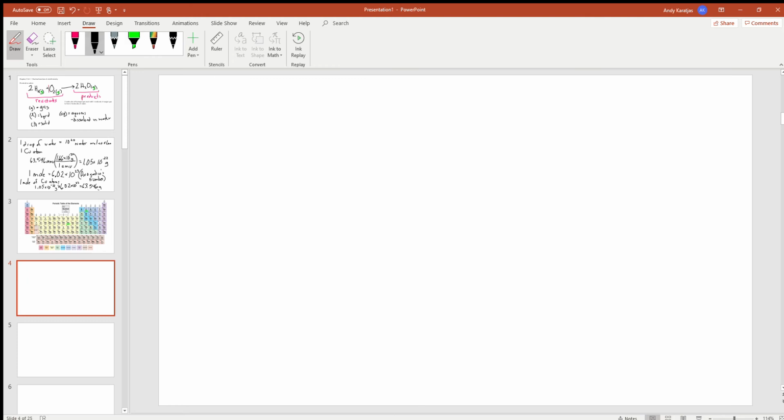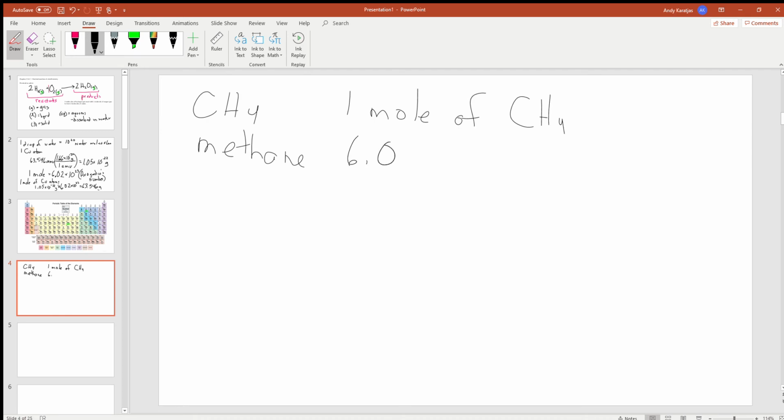So let's look at a fairly simple compound to start. Let's look at methane, CH4. So methane, if you're not familiar with it, is what we call natural gas, which is what is used to heat many homes. It has the chemical formula CH4. Now, what if we had 1 mole of methane? Or in other words, 6.02 times 10 to the 23rd methane molecules.